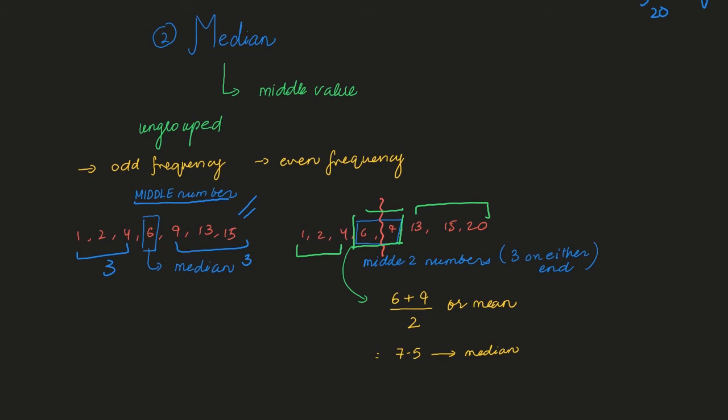So what you're going to do with the middle two numbers is you're going to simply find out their middle value, or you could find out their mean, which is basically the same thing. If you want to find out the middle value of these two numbers, then you will find out their mean, which is simply, for example, in this case, 6 plus 9 divided by 2, because this is essentially the number of numbers, right? 6 and 9 are two numbers, so we're just going to divide them by 2, and we get the median as 7.5.